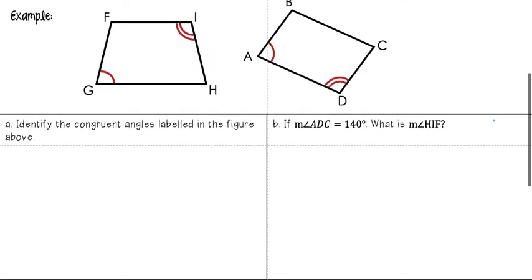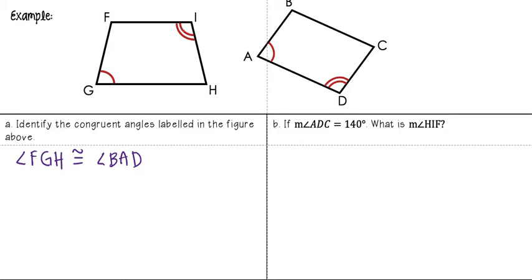Here it says, identify the congruent angles labeled in the figure above. So I'm looking for matching arcs, and it has to be the same number of arcs. On this diagram, I see the arc here, and when I'm naming that angle, G is my vertex, so that's going to be in the middle, and then I look on either side, so I have F and H. That's going to be congruent to the other angle that also has one arc mark. Well, that's here, and that's going to be angle BAD. Again, my vertex is in the middle.